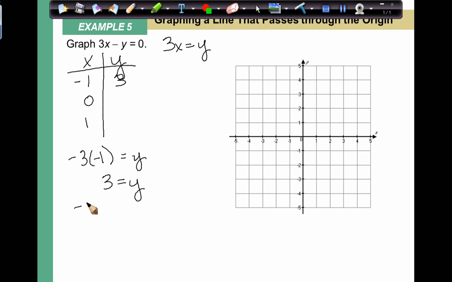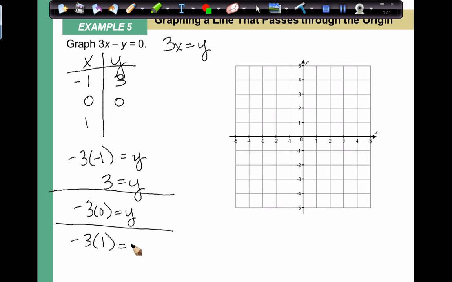Second case, negative 3 times 0 equals y. Here, we just get 0. And third case, we have negative 3 times 1 equals y. So that is negative 3. So let's go ahead and plot those points. Negative 1, 3, 0, 0, 1, negative 3. There we go. Now I have a straight line. Connect the dots. That is the graph of our line.